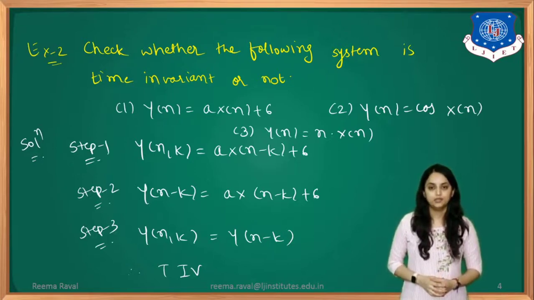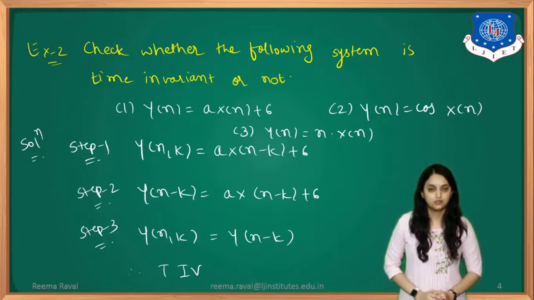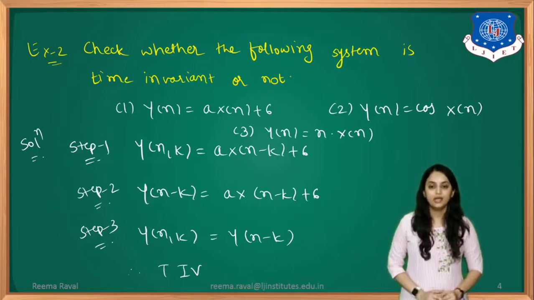So for this example, step 1 is to replace the input by k delay elements. So here we have a into x of n plus 6. The input is what? x of n. So we will delay it by k samples, which will give the equation a into x of n minus k plus 6.